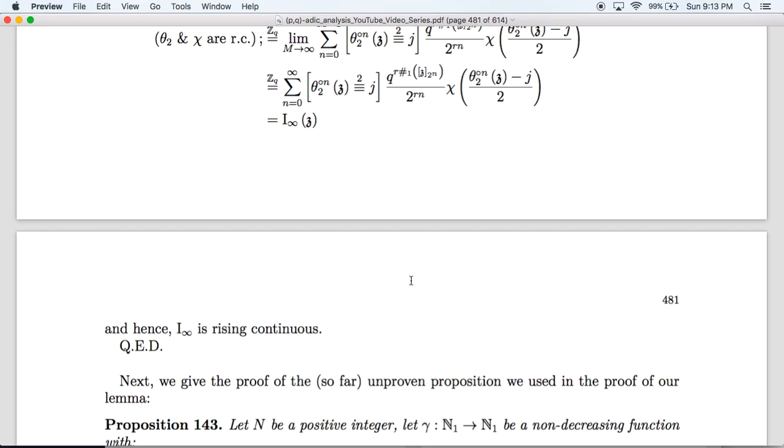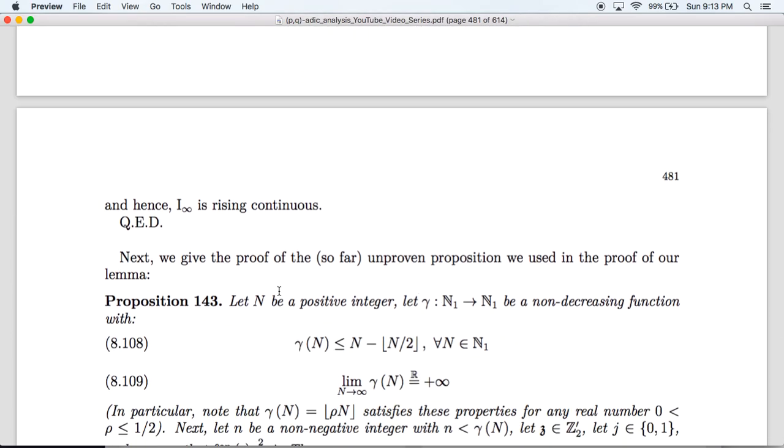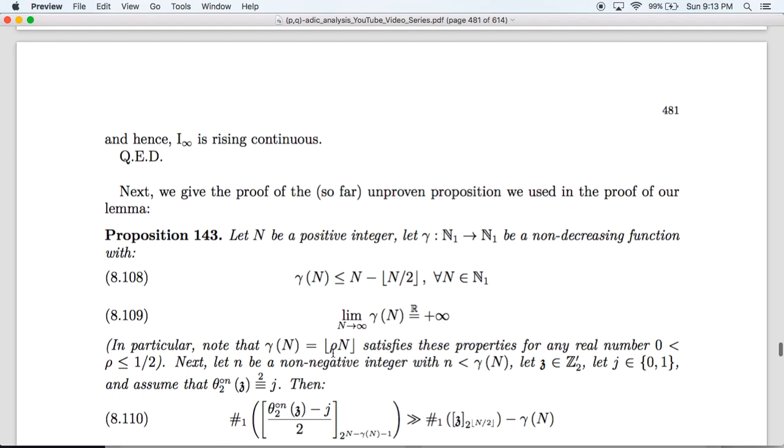Next, we give the proof of the so far unproven proposition, the 143 that we've been using in the above lemma. Let n be a positive integer, let gamma be a non-decreasing function satisfying this inequality and tending to infinity. In particular, note that the floor of rho big N satisfies these properties when rho is positive but less than or equal to 1/2. Next, let little n be a non-negative integer strictly less than gamma of big N.